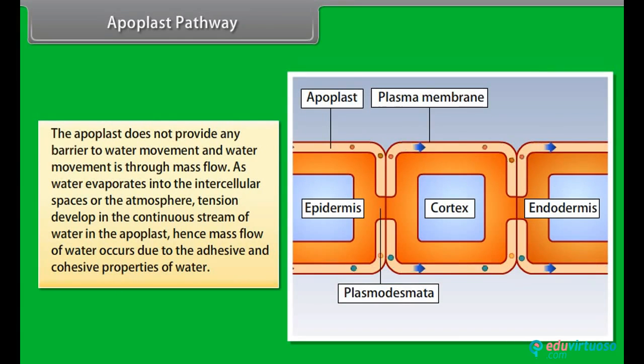The apoplast does not provide any barrier to water movement, and water movement is through mass flow. As water evaporates into the intercellular spaces or the atmosphere, tension develops in the continuous stream of water in the apoplast. Hence, mass flow of water occurs due to the adhesive and cohesive properties of water.